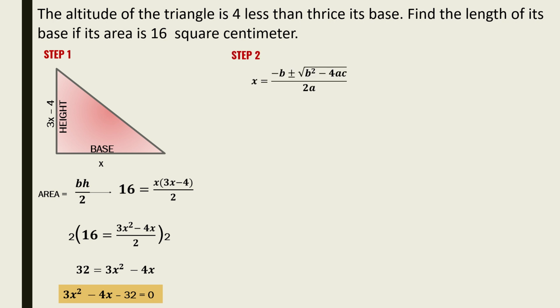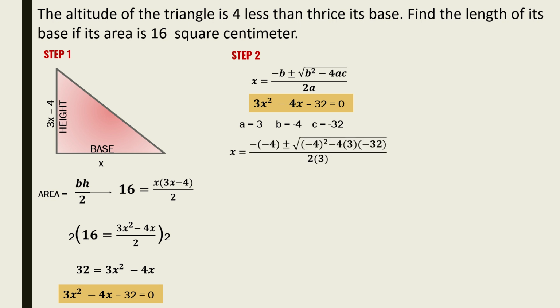Step 2, proceed with the quadratic formula. Let's find first the values of a, b, and c. So, the values are: a is equal to 3, b is equal to negative 4, and c is equal to negative 32. Now, let's substitute it in the quadratic formula. We'll have x is equal to negative times negative 4 plus minus the square root of negative 4 squared minus 4 times 3 times negative 32, all over 2 times 3.